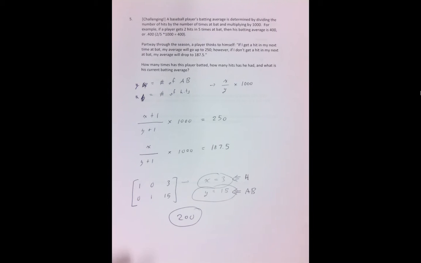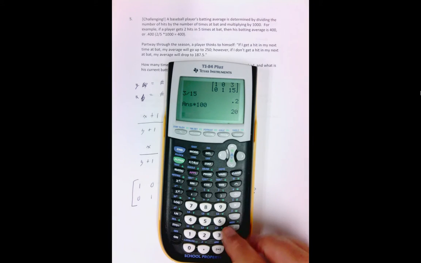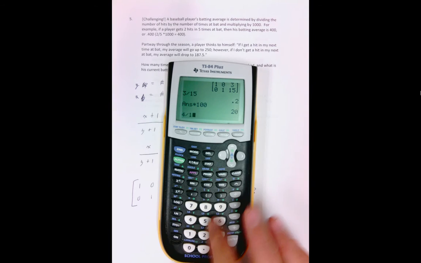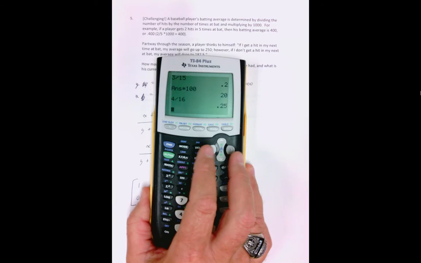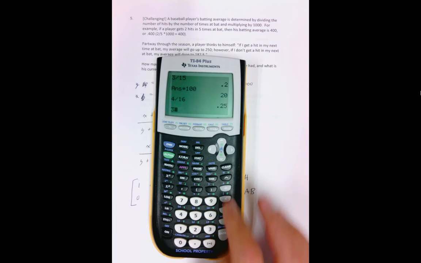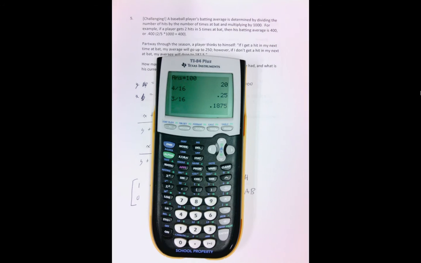Now let's see if this works out. So we're 3 out of 15. If the person gets a hit in the next at bat, they're going to have 4 hits out of 16 at bats, so they're going to be batting 250 just as we needed. But if they don't get a hit in the next at bat, they're only going to have 3 hits out of 16, so they're going to have 0.1875. So it does work out.